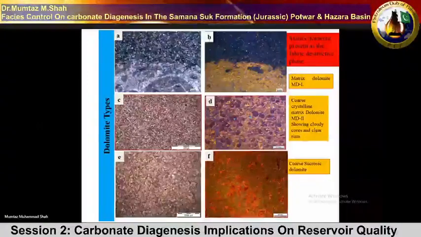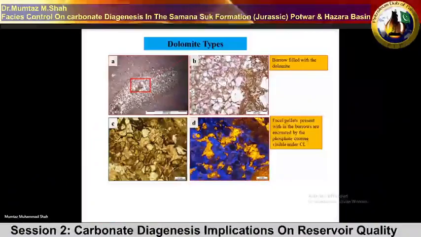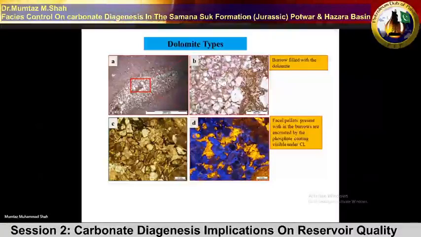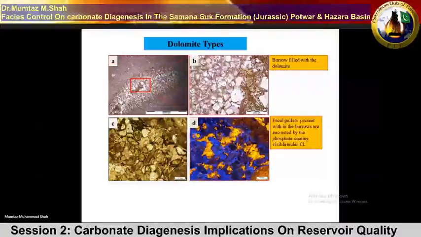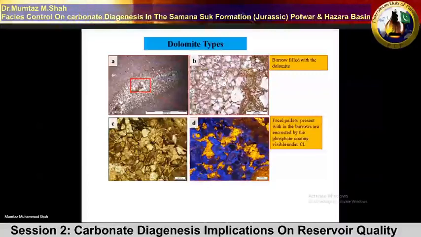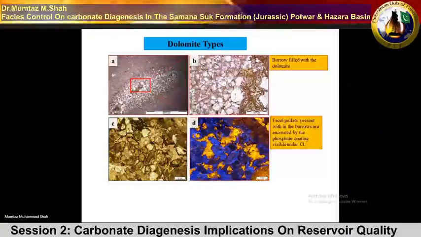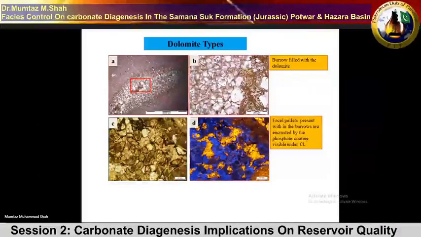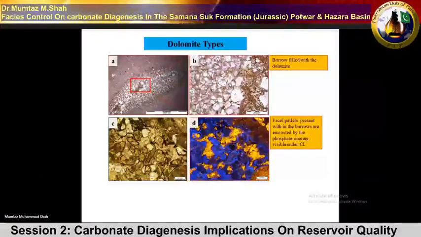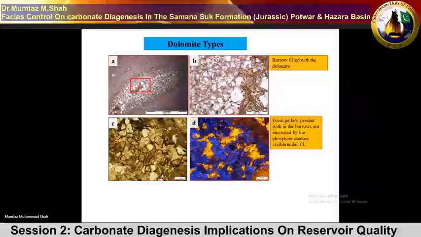Some other dolomite types, as we have seen in the outcrop: the burrows are being filled by this brownish color material. It is evident over here in figure A that this brownish colored material is basically the dolomite, which is filling the open spaces over there. In figures C and D, we have fecal pellets which are present within the burrows. They are being encrusted by phosphate coatings, which is evident under the CL microscopy.